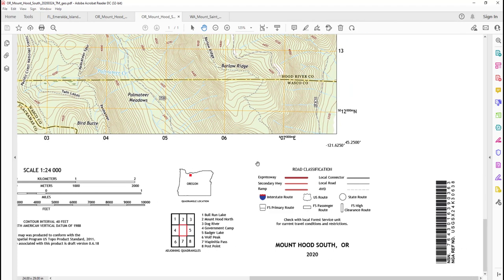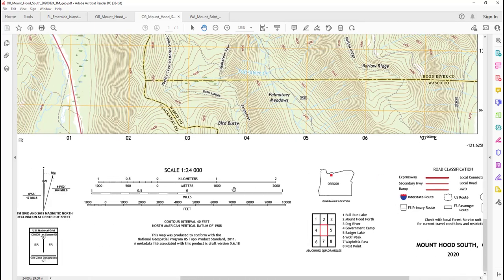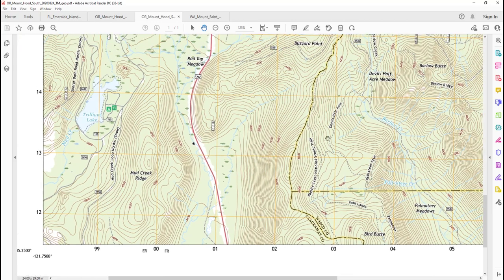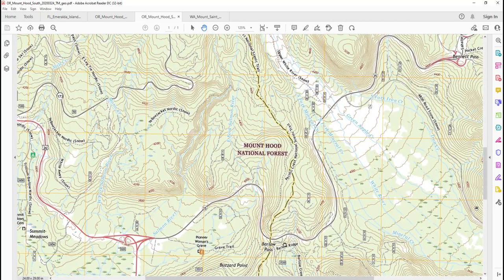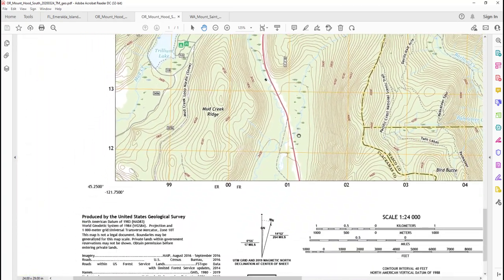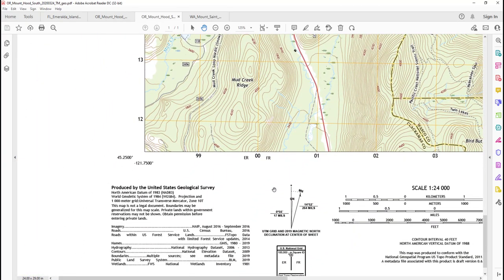Then we have just a key to the roads and things like that, which is also handy. And then you have the name of the map and then the year that it was produced, also very handy. So there's a lot of good information along the bottom of this map. And then you have the contour lines that tell you the topography of the area, and that is, of course, the entire point.